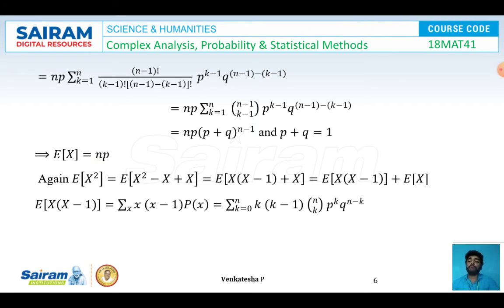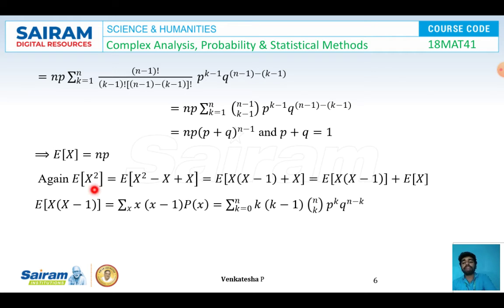Okay, now our job is to find the value of variance. To find the value of variance, the formula is expectation of x square minus expectation of x whole square. So I'm going to find the value of expectation of x square first. Later I will be finding the value of variance. So take the formula of expectation of x square.